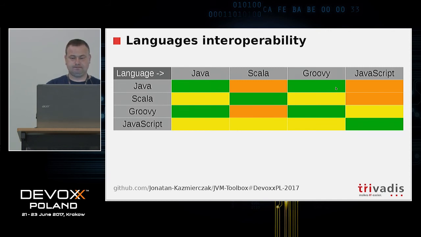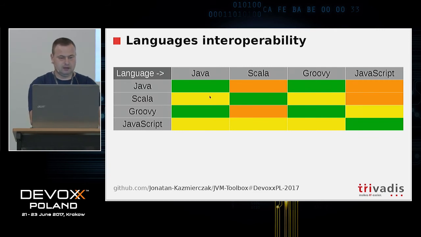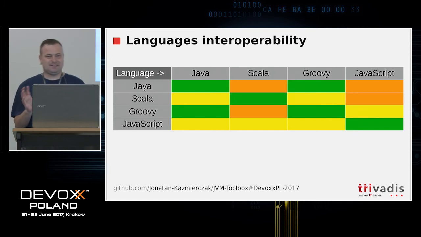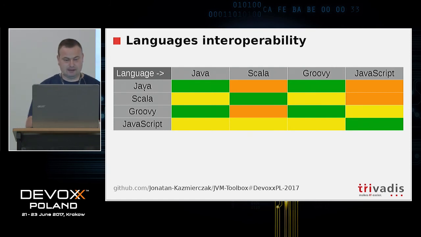Java and Groovy, no problem. Full interoperability in both ways. But if we want to use, for example, Scala or JavaScript from Java, then we already have some differences in types, and we have to handle them.